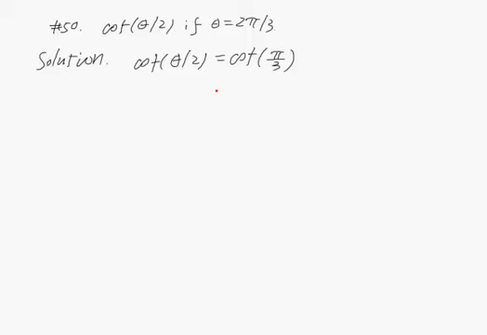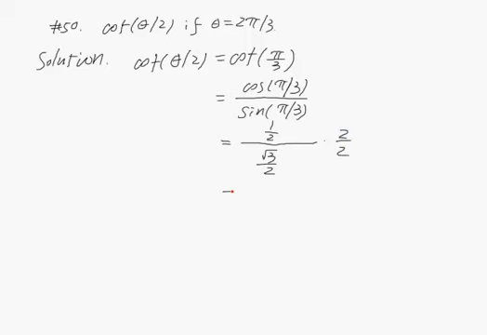So this is equal to cosine of pi over 3 divided by sine of pi over 3. And we know cosine of pi over 3 is equal to 1/2, right? Cosine of 60 degrees is equal to 1/2. And sine of pi over 3 is equal to root 3 over 2. And then you get 1 over root 3. Right, and then finally you get root 3 over 3.